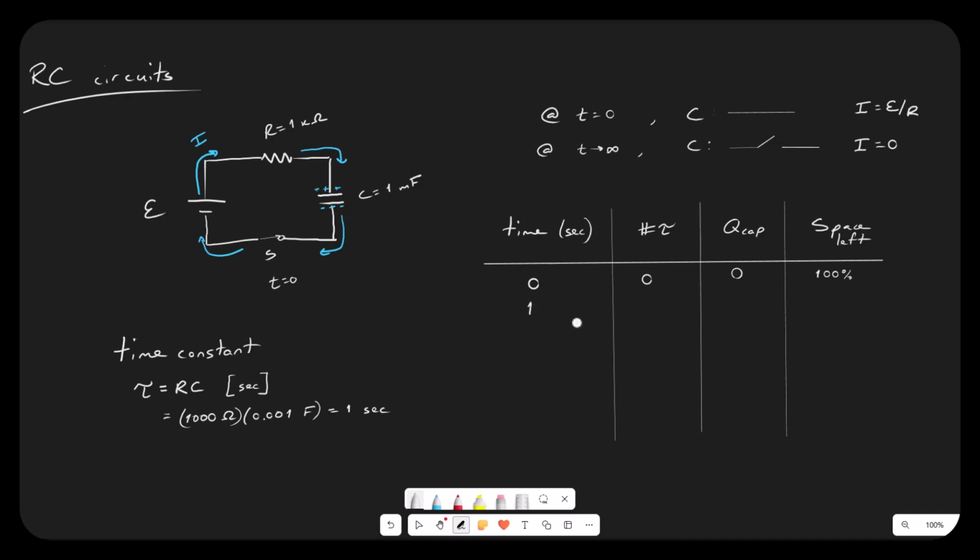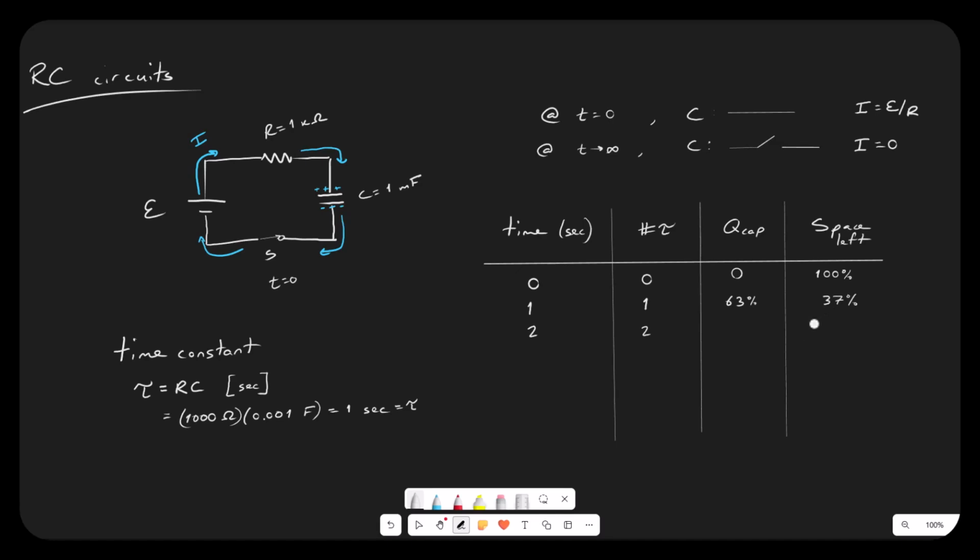After 1 second, now I said my time constant was going to be 1 second, so these will line up. After 1 second, one time constant has gone by. If this were 2 seconds for a time constant, then I would need a 2 here. The charge on my capacitor, I'm going to have picked up 63% of my charge, which means my remaining space is 37%.